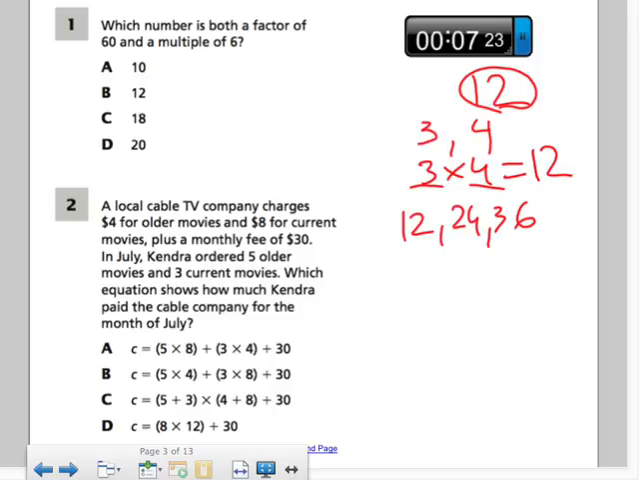Raise your hand if you can say either yes or no for letter A. Jasmine's been waiting pretty patiently. No. What's wrong with A? Because 10 is not a multiple of 6. Think about it. Counted by 6s: 6, 12. Already skipped 10. 10 is no good.